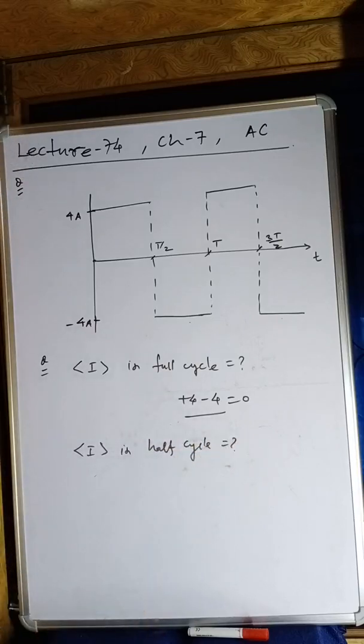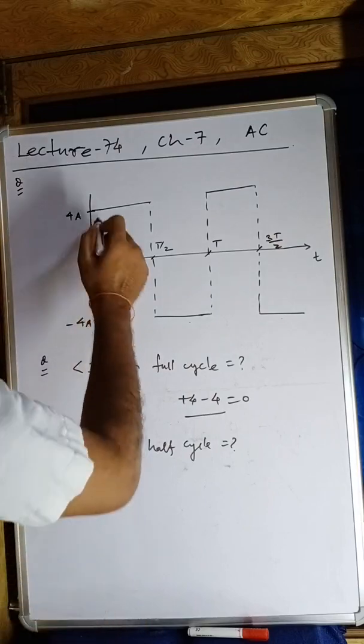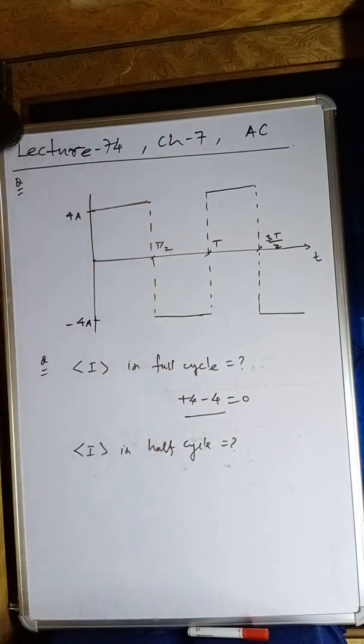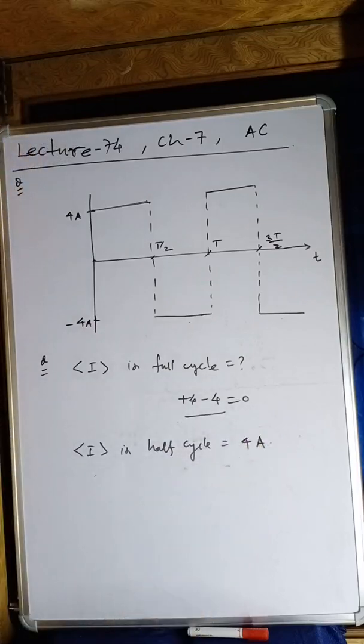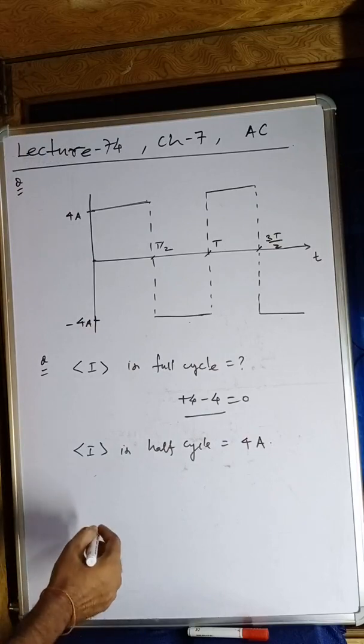Could you tell me the average value in half cycle? So the answer will be, in half cycle, since it is constant, the average value is not going to change in half cycle, it remains the same, and it is 4 ampere. Okay, now the next question I'm going to ask you. Could you find the IRMS?